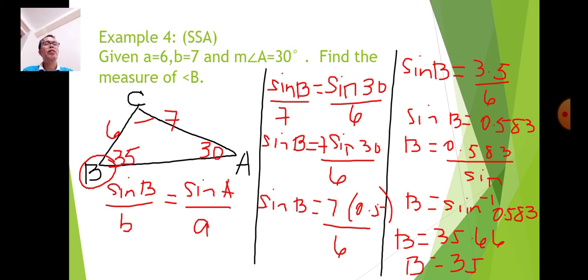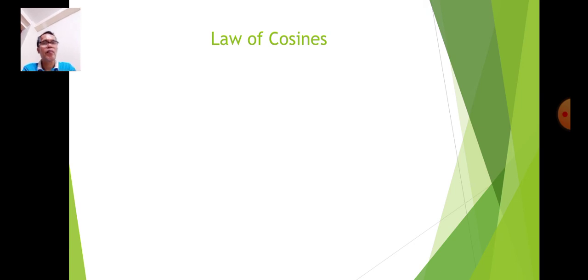Okay, next. Another solution in solving oblique triangles is what we call the law of cosines. The law of cosines states that in an oblique triangle, the square of one side is equal to the sum of the squares of the other two sides minus twice the product of these two sides and the cosine of their included angle.